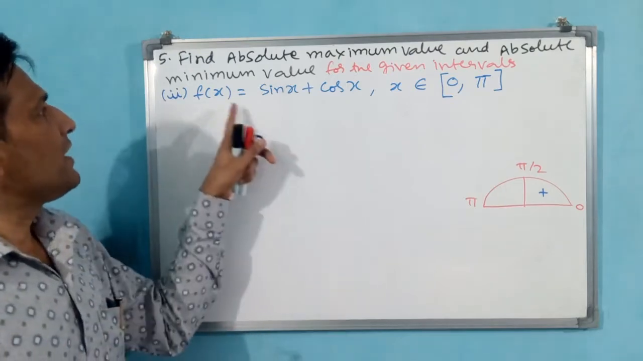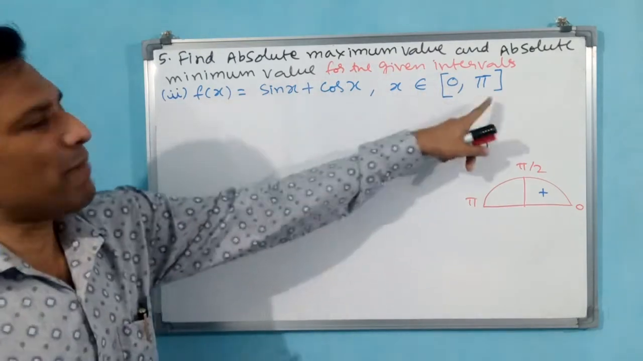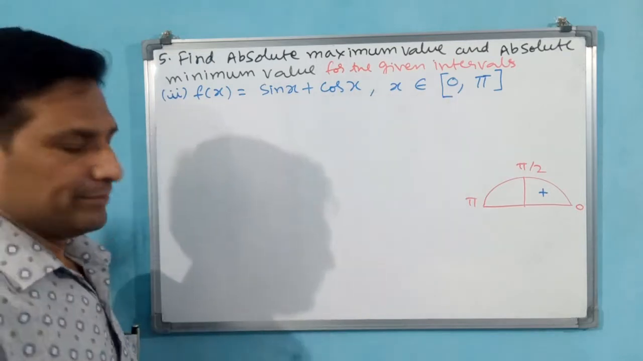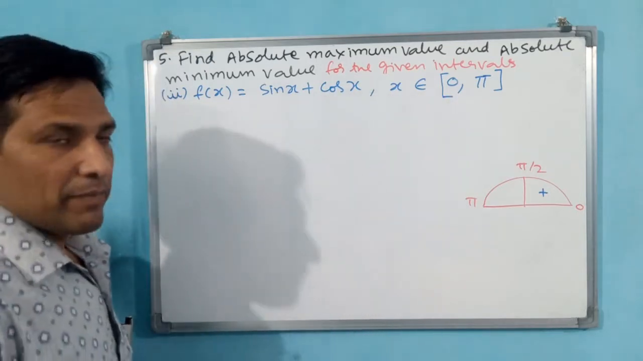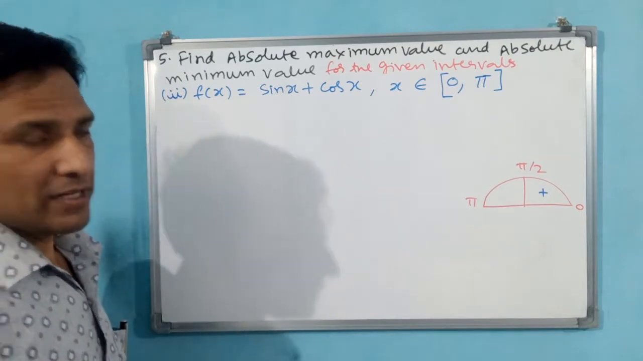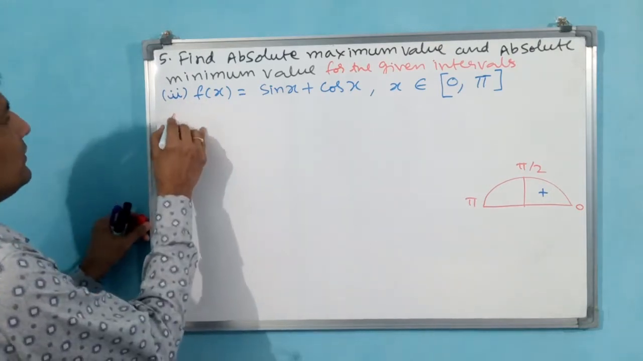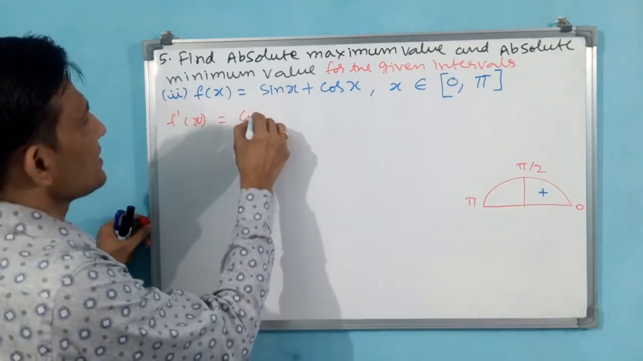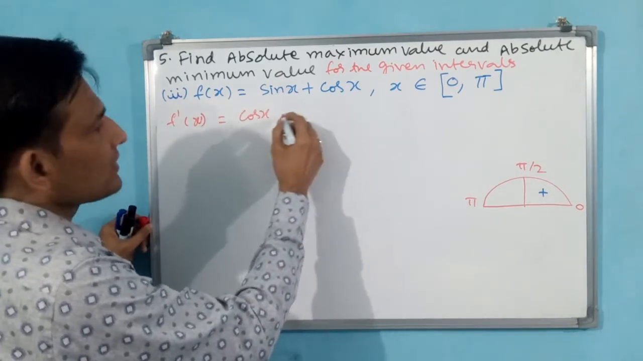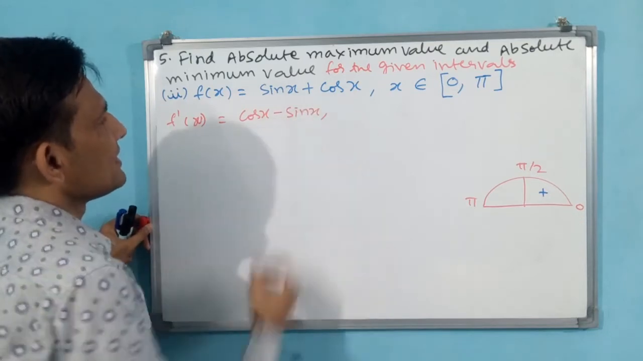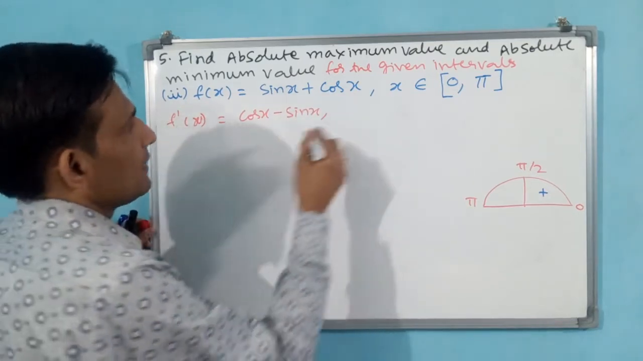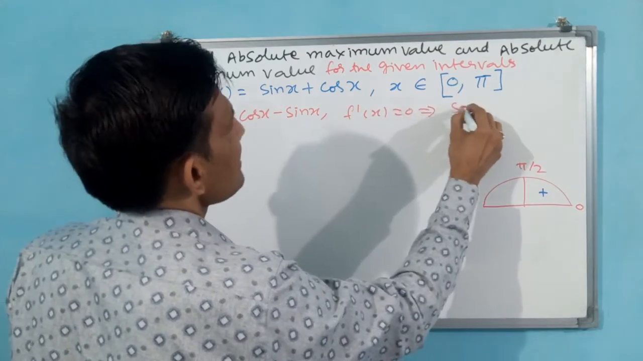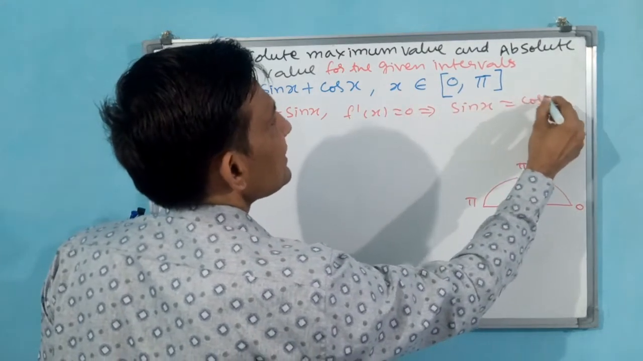Now you see anyway f of 0, f of pi you have to find. We know. But in between also critical point we will find. Okay. Let us find the critical point. See what I am doing. Critical point I am finding. F dash x is equal to d by dx sin x is cos x. D by dx cos x is minus sin x. Okay. That means see f dash x is equal to 0 implies sin x is equal to cos x.